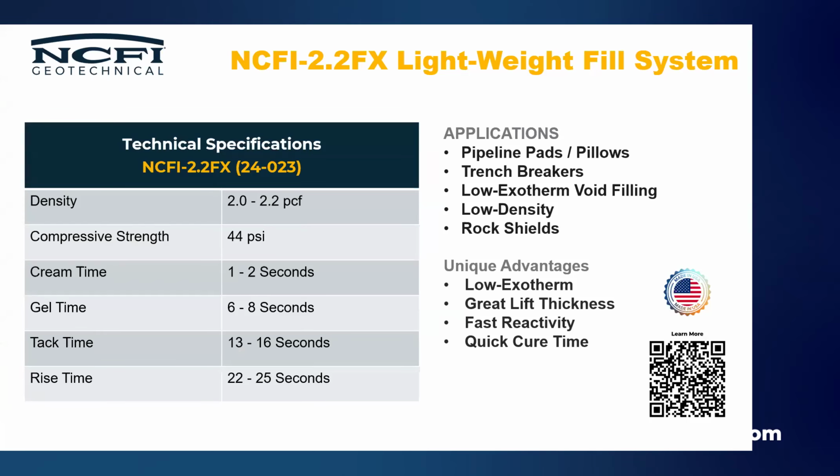And our last one in the low exotherm lineup is actually more like a spray foam. It started off as a trench breaker foam, but we found plenty of other uses for it. It's our 2.2 FX. This one's going to come in around 2 pounds per cubic foot with a much faster rise time, much more like spray foam.